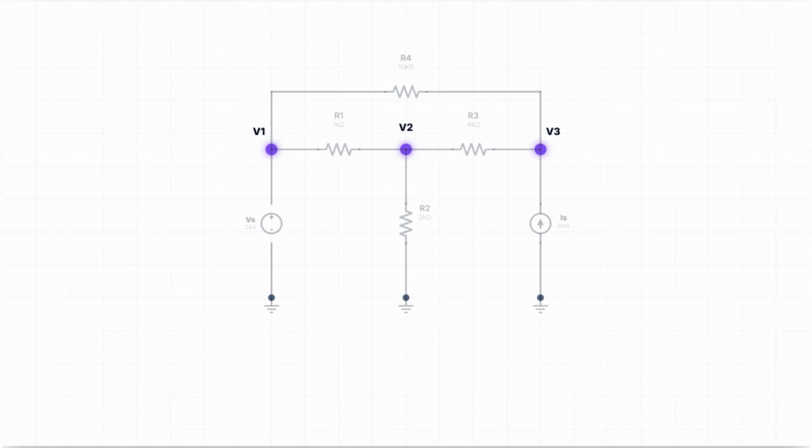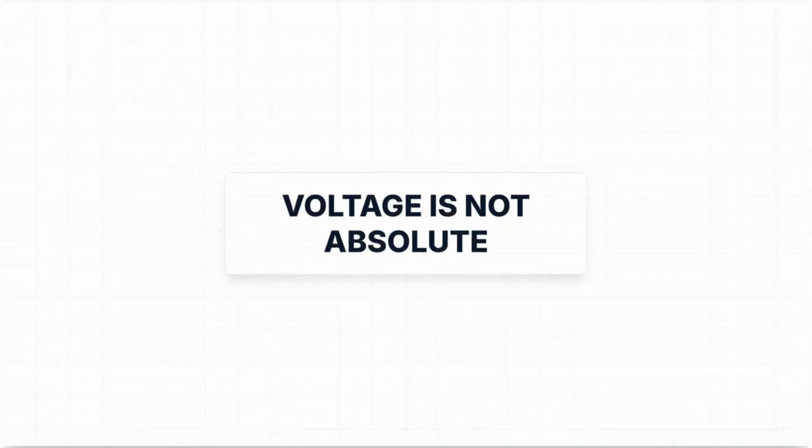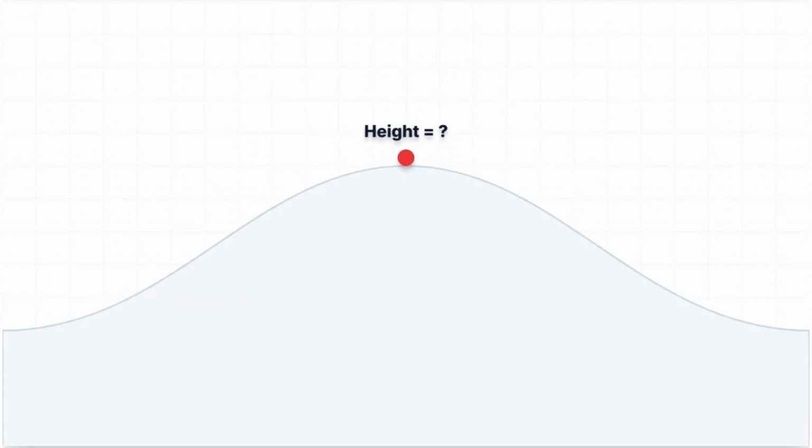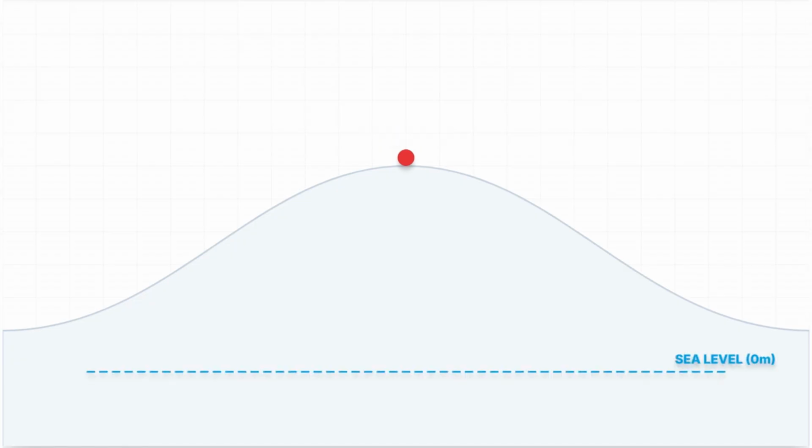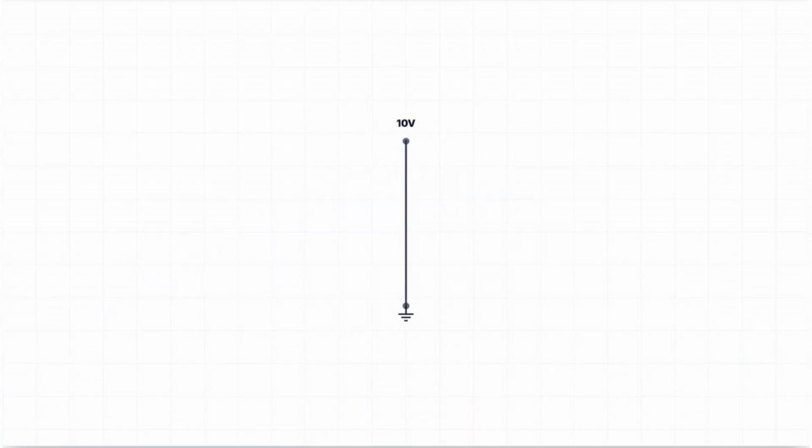Before we write a single equation, we must understand the physics. Nodal analysis is based on one simple fact. Voltage is not absolute. Voltage is a potential difference. Think of it like height. I can't say this ball is at 10 meters unless I define where 0 is. This is why the first step in any circuit problem is to place our ground. This is our sea level, our zero reference.